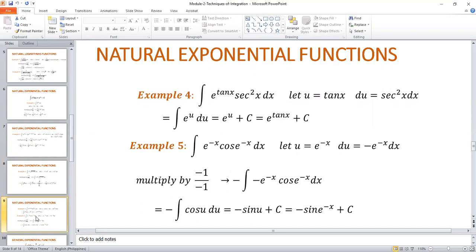Okay, this one has 2 examples. You have e raised to tangent of x, secant squared of x dx. So your exponential function in here has the argument which is tangent of x. So this is not the usual e raised to x or e raised to u. No. The argument of your exponential function is a trigonometric function.